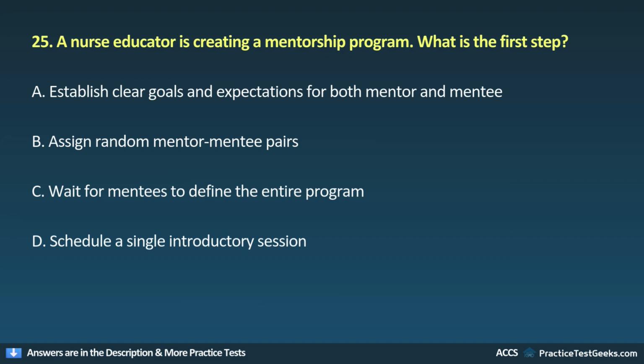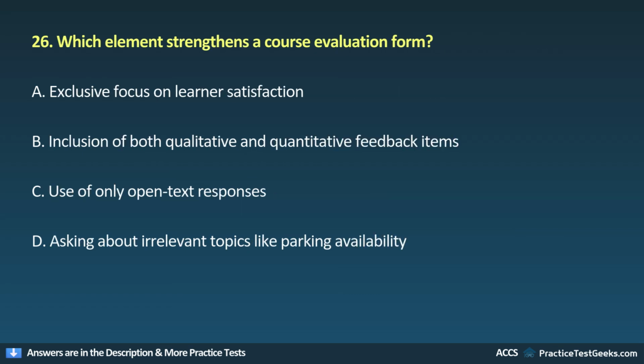25. A nurse educator is creating a mentorship program. What is the first step? A. Establish clear goals and expectations for both mentor and mentee. B. Assign random mentor-mentee pairs. C. Wait for mentees to define the entire program. D. Schedule a single introductory session.